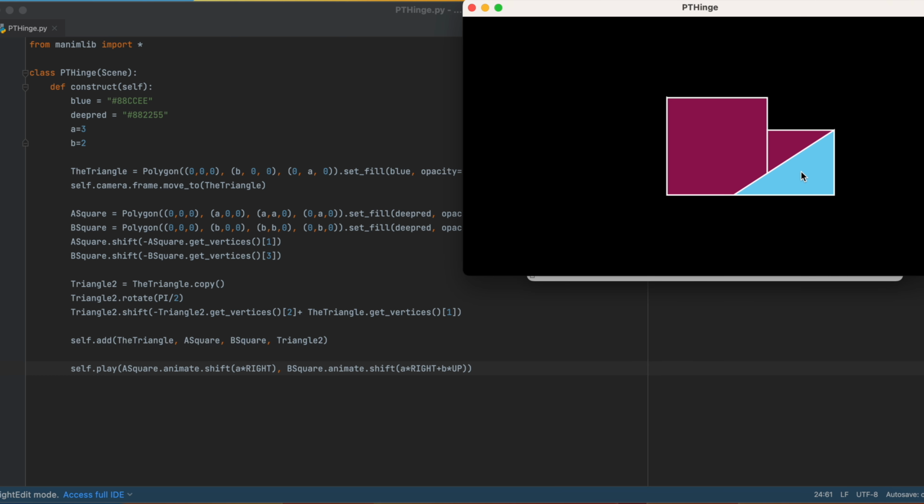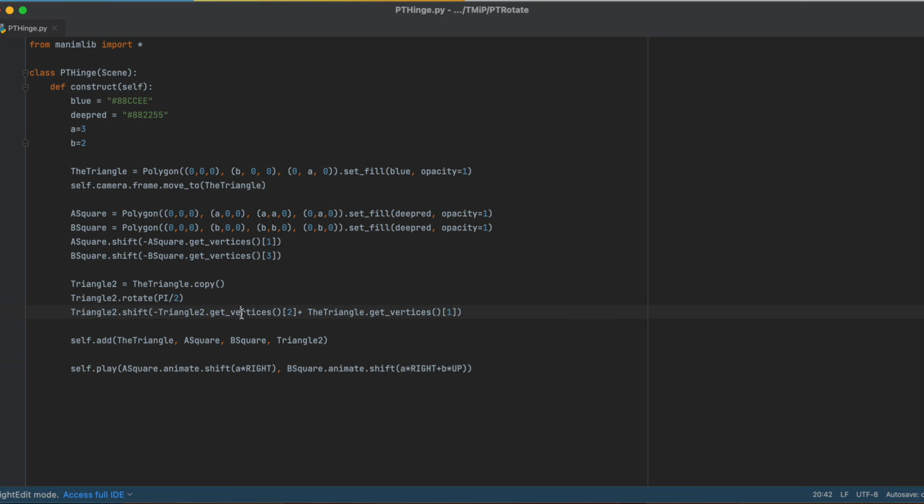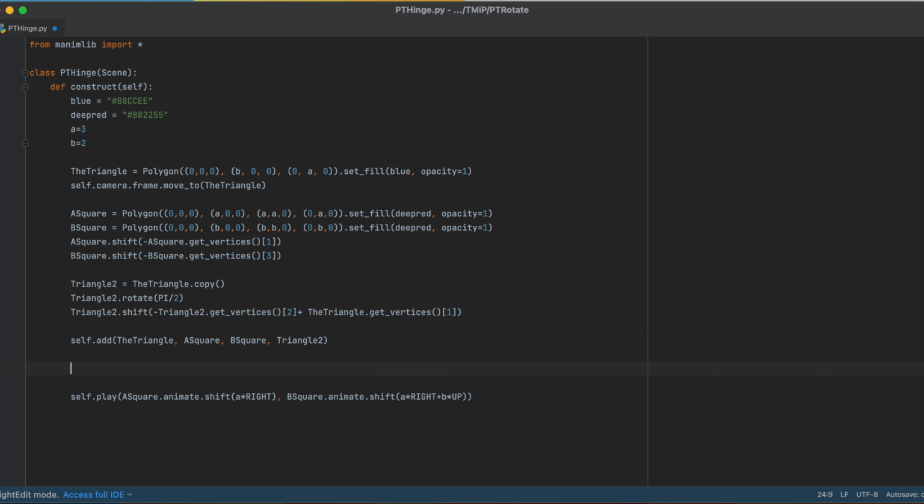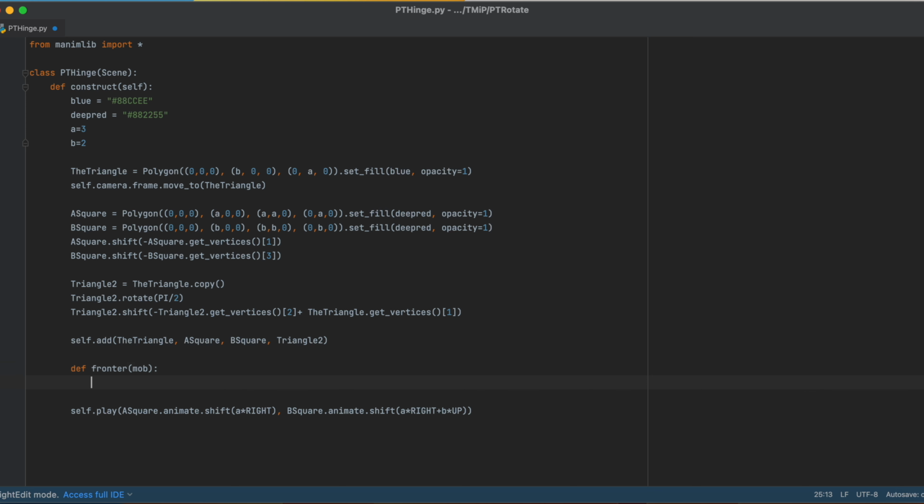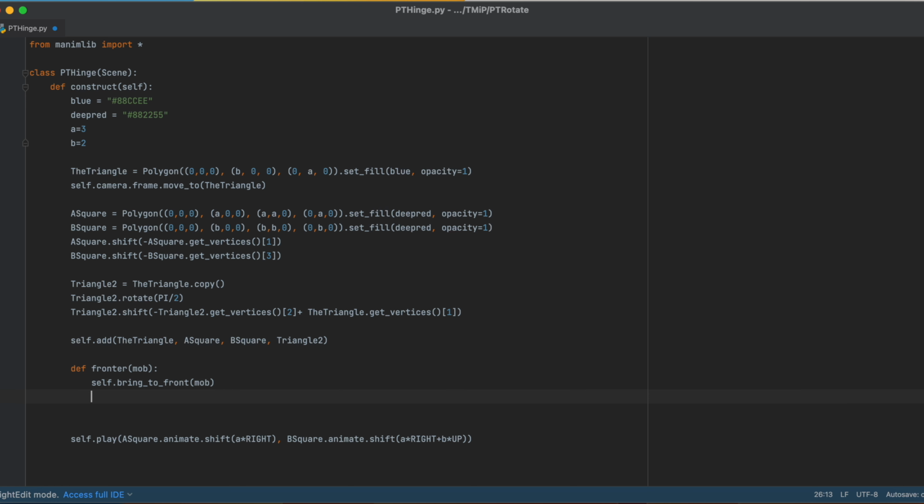Now, something you can see is that because I added this triangle last, it's still in front, but I lost that other blue triangle because it's behind the red triangle here. So one way to get around that is I can add an updater, which I generally call fronter, and I just mean I want to keep the object in front. So I've defined fronter, it's going to take in an mobject, and it is going to do self.bring_to_front, all lowercase, and it's going to bring that object to the front.